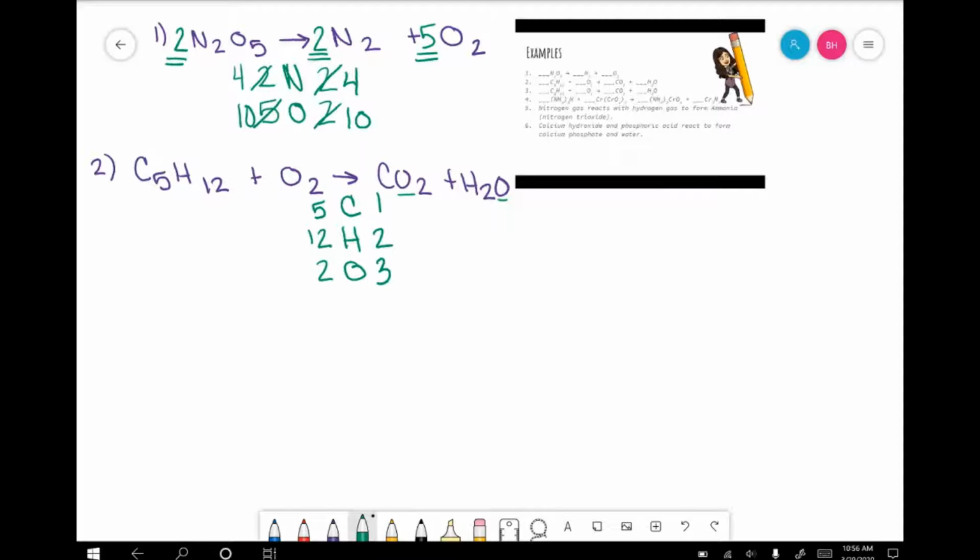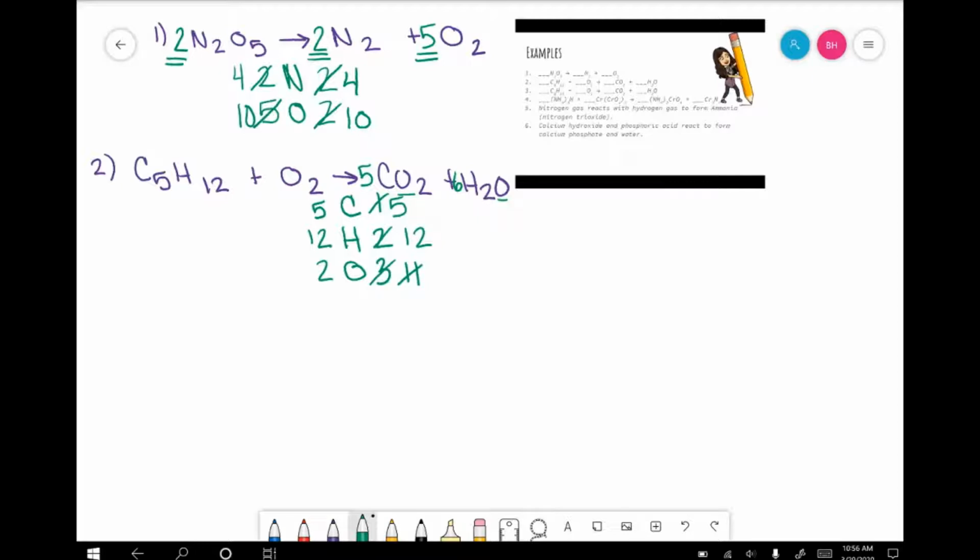So if I look at this, what I see is I'm going to add a 5 in front of here to balance out my number of carbon, but that does change my number of oxygen. So let's recalculate my number of oxygen. I have 10 plus the 1 over here, so that's going to be 11. Let's balance out my number of hydrogen. So in order to balance out my number of hydrogen, I need to put a 6 in front of here because that will change my hydrogen to 12, but that also just changed my number of oxygen.